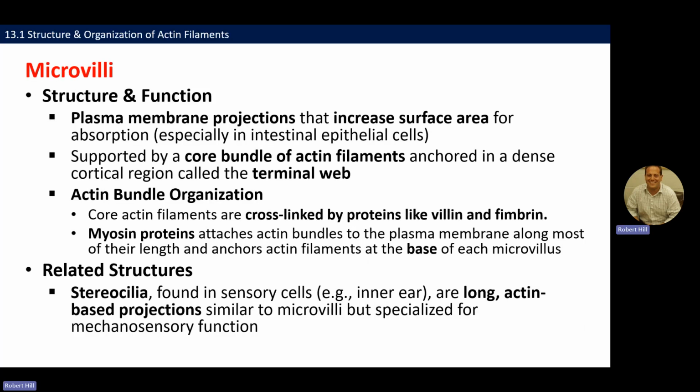All right, these are related to the stereocilia, which are found in the inner ear. These are sensory cells that kind of are floating in suspension, and they are sensitive to vibration.